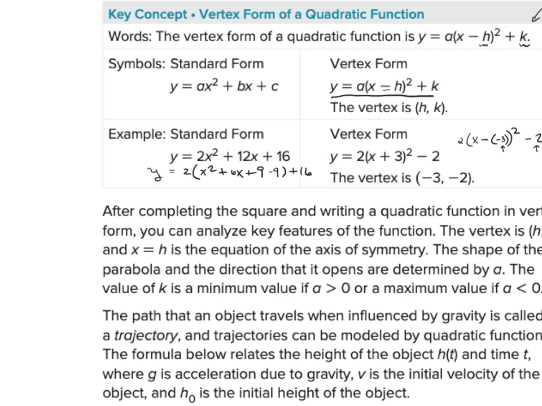Now, when I take this out of the parentheses, this is where it gets a little convoluted. I have to make sure that I multiply it by 2. So it's actually negative 18. So I have y equals 2 times x plus 3 squared minus 18 when I take it out of the parentheses, plus 16, and that's how they came up with negative 2. Negative 18 plus 16 is negative 2. Takes a little bit of practice.